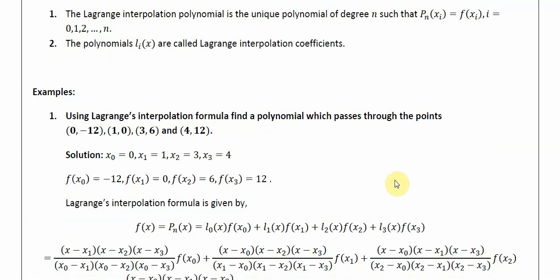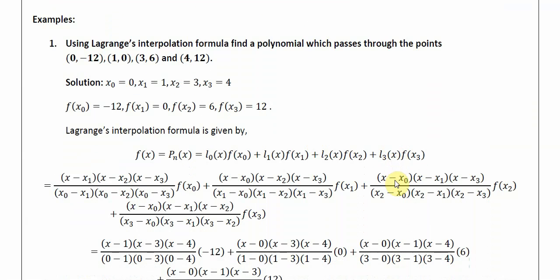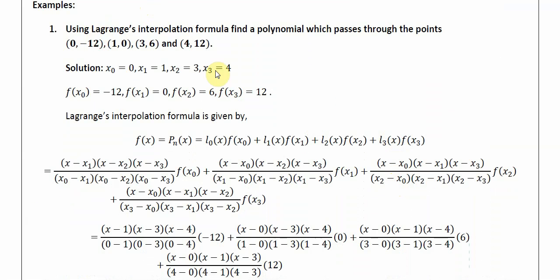We shall see a problem. Using Lagrange's interpolation formula, find a polynomial which passes through these points. So these are the data points. First values are x values, second values are y values. X values are called x0, x1, x2, x3. x0 is 0, x1 is 1, x2 is 3 and x3 is 4. The corresponding second coordinates are the values of y, that is f of x0, f of x1, f of x2 and f of x3. So f of x0 is minus 12, f of x1 is 0, f of x2 is 6, f of x3 is equal to 12.